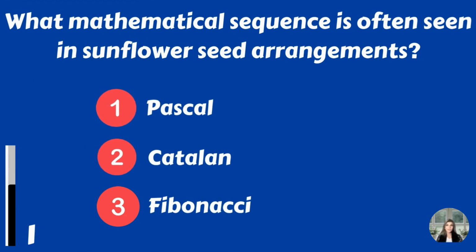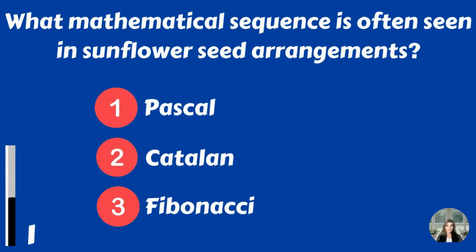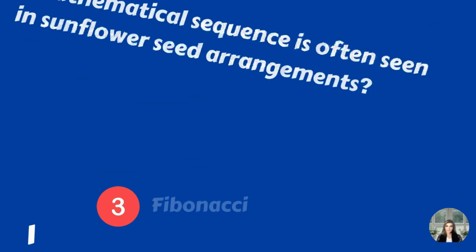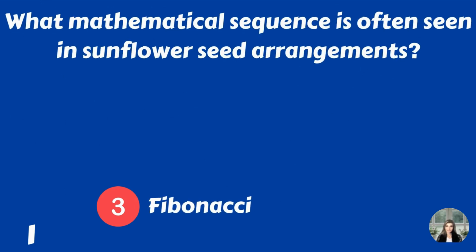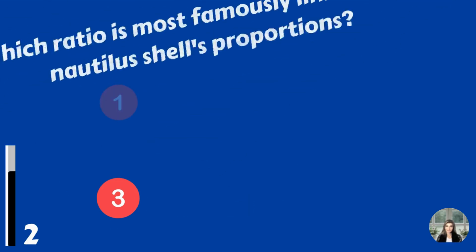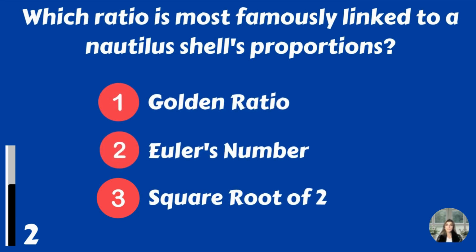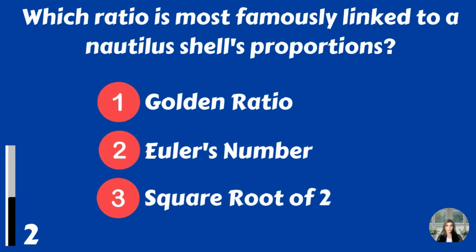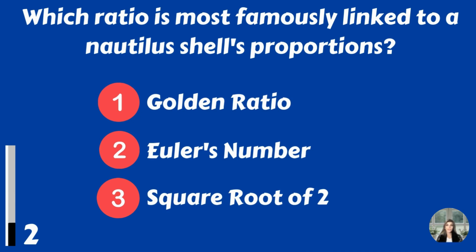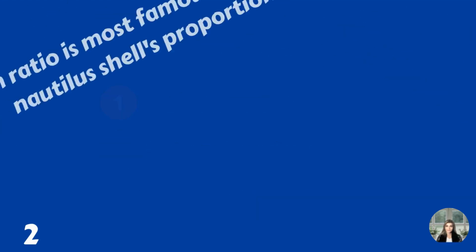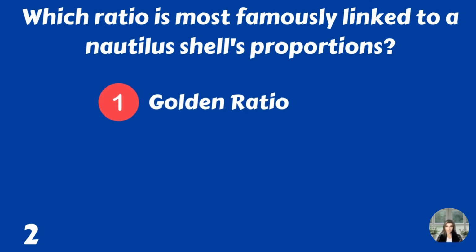What mathematical sequence is often seen in sunflower seed arrangements? Pascal, Catalan, or Fibonacci? Fibonacci. Which ratio is most famously linked to a nautilus shell's proportions? Golden ratio, Euler's number, or square root of 2? Golden ratio.